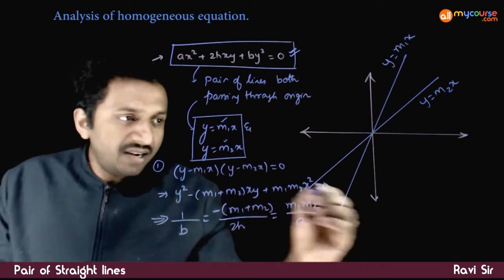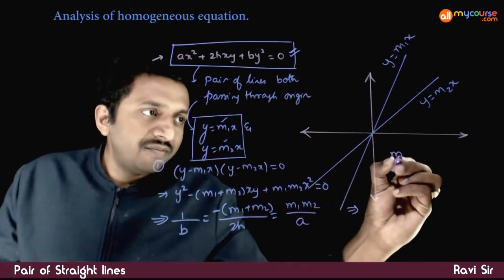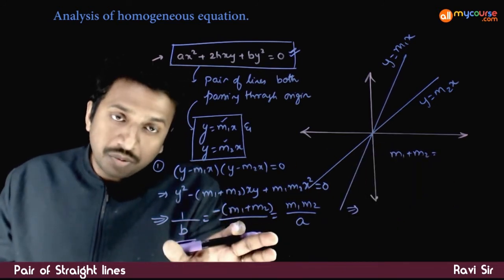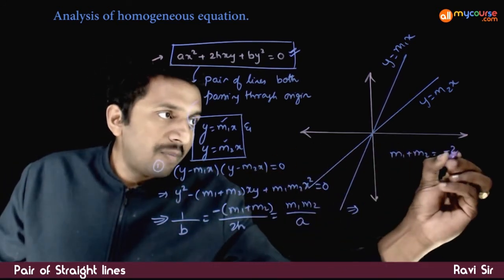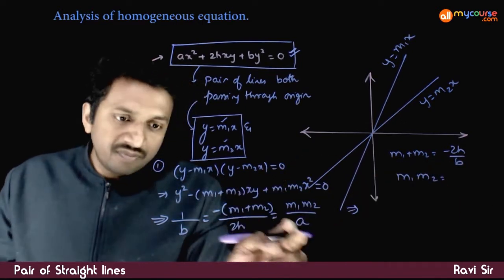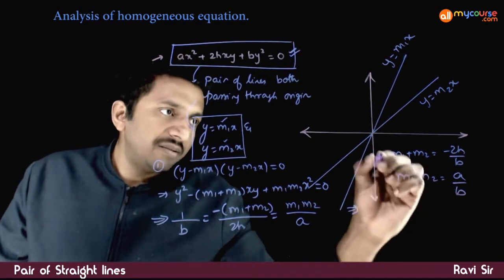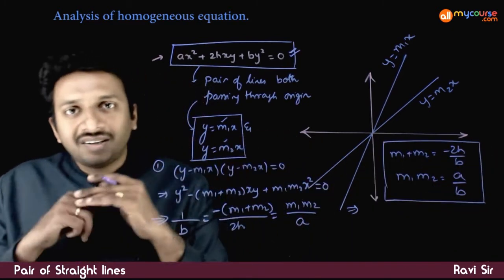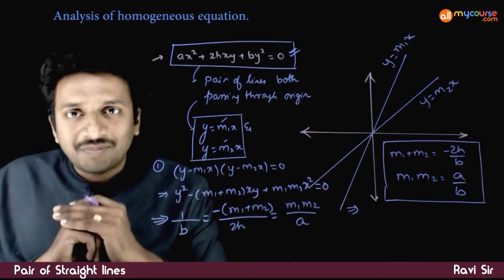So this has to be valid. This implies m1 plus m2 is equal to, equate these two, m1 plus m2 is equal to minus 2h by b, and m1 m2 is equal to a by b. So these are the most important equations in this chapter.